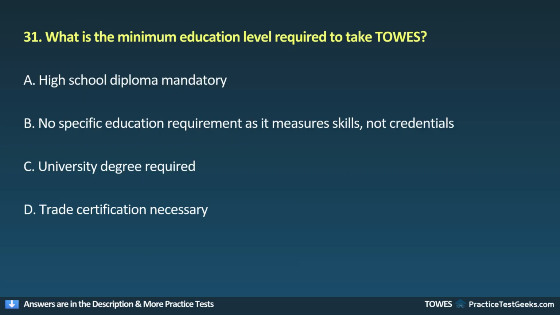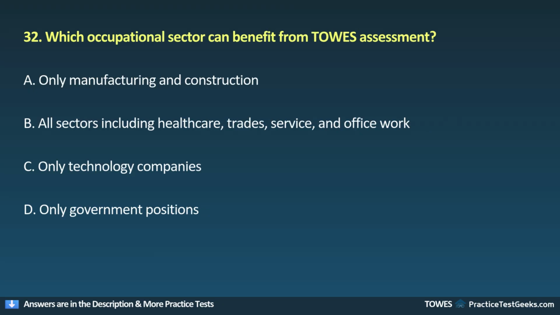31. What is the minimum education level required to take TOWES? A. High school diploma mandatory. B. No specific education requirement as it measures skills, not credentials. C. University degree required. D. Trade certification necessary.